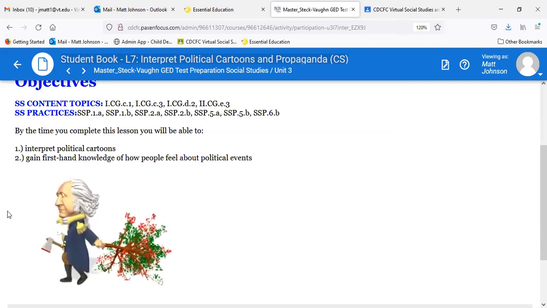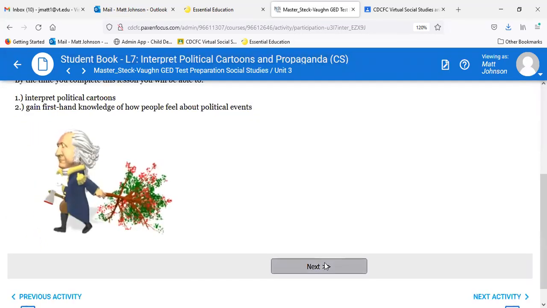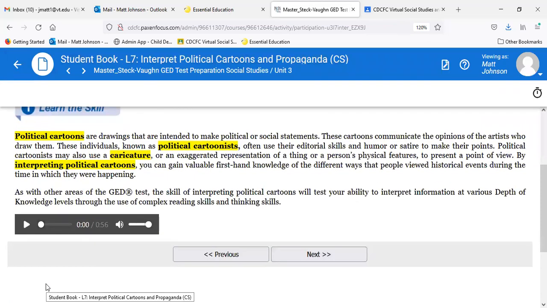Okay, yeah, so by the time we complete the lesson today, you're going to be able to interpret a political cartoon, and we're going to gain firsthand knowledge of how people feel about political events. Look at the audio, give us a little more detail on how that works.